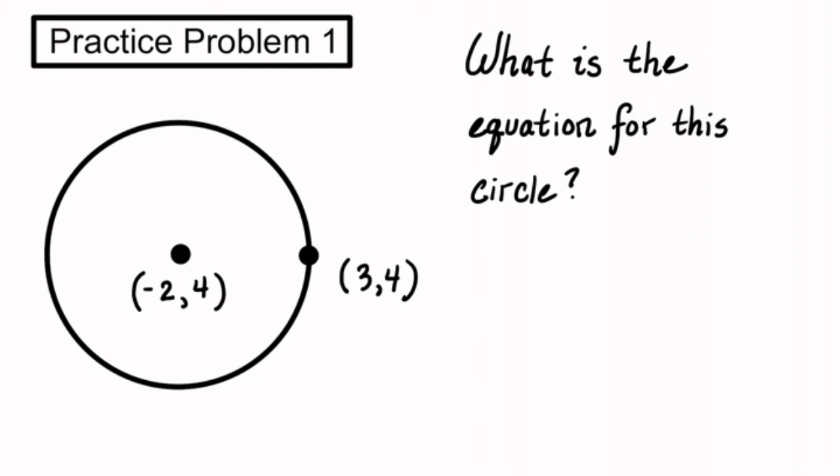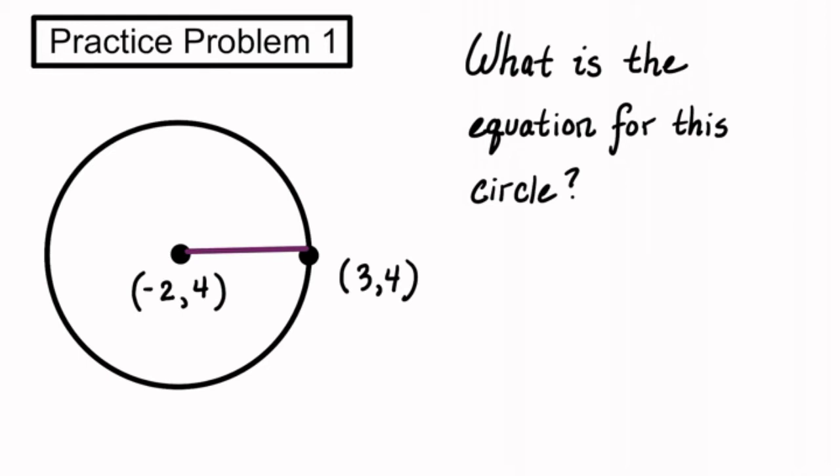And you can see we have 2 points. We have the center of the circle, (-2, 4), and then we have a point that's actually on the circle, (3, 4). This particular problem is not so bad because we can actually find the radius pretty easily. Because these 2 points share the same y values, we can draw a straight line between them, and we know that will be the radius of the circle.